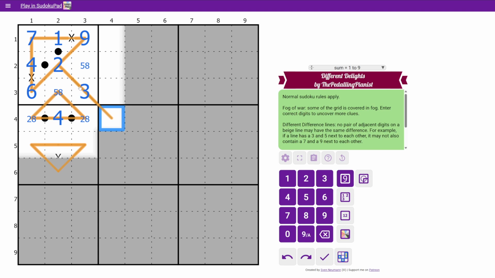We've had a difference of 1. We've had a difference of 2, 3, 4. We have not had a difference of 5. This could be 8. We've had a difference of 6, 7. So this is 8. No, it can't be 8.